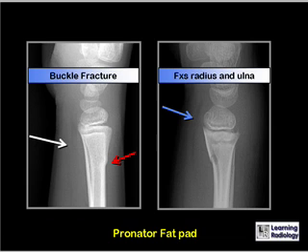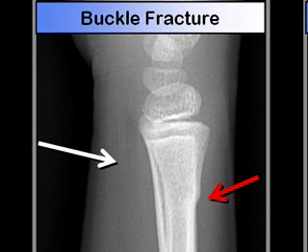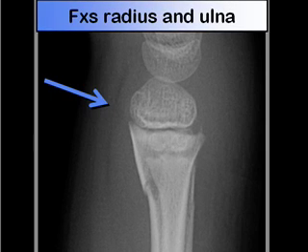These are two kiddies with fractures. On the left, there is a buckle fracture of the distal radius shown by the red arrow, and there is obliteration of the pronator quadratus fat plane. On the right, we see fractures of both the distal radius and ulna, and there is anterior bulging of the pronator quadratus fat plane, the blue arrow.